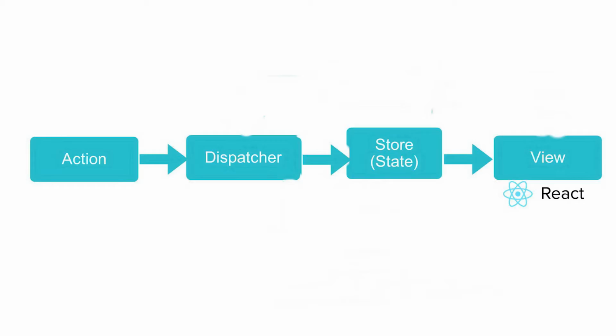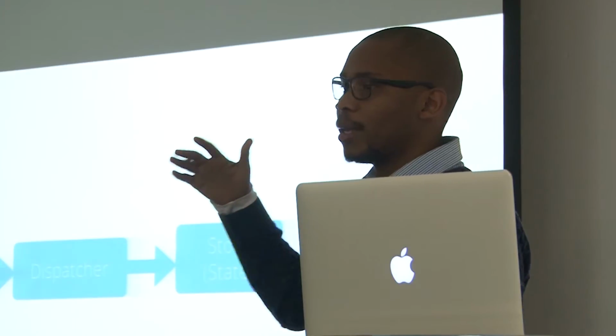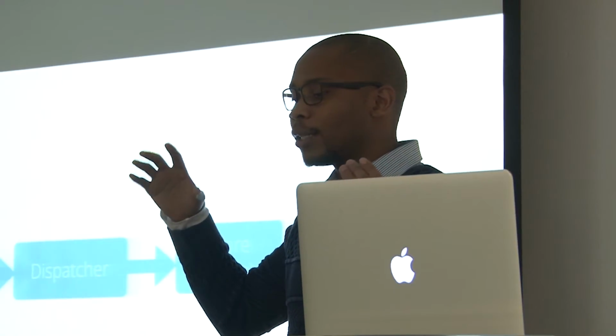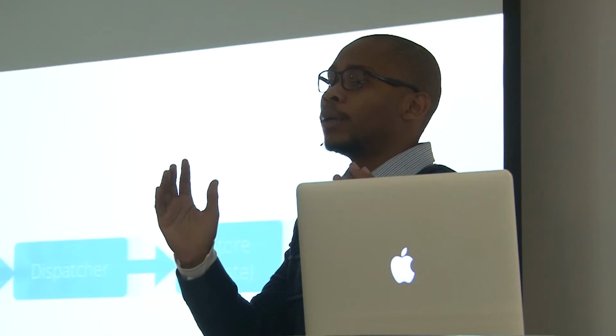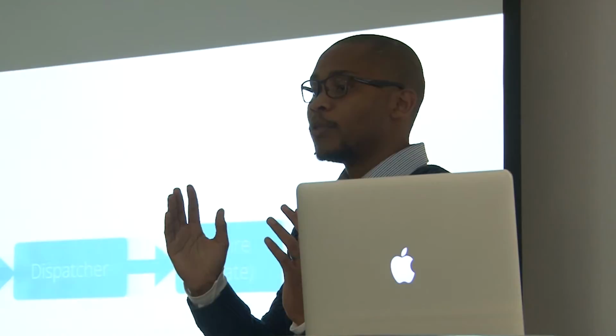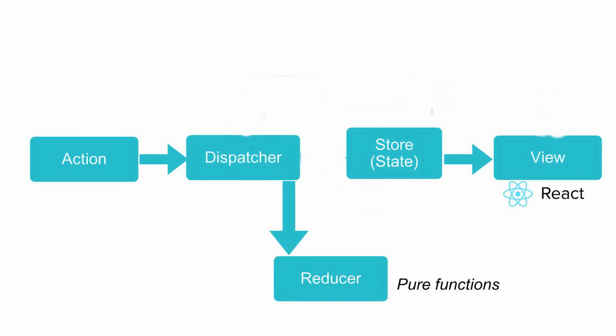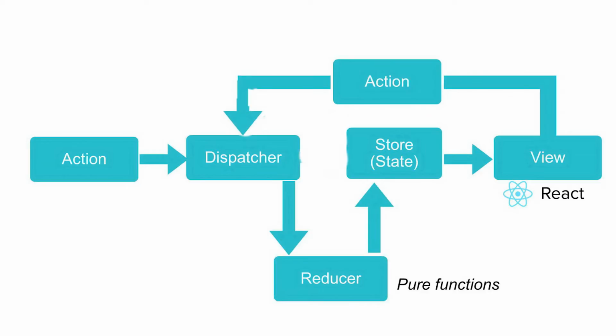Then your view updates. Remember when we talked about React being able to change based on the data store changes. When our state changes, React re-renders the view. But now we also have this here. We have the reducer, which are those functions that take our previous state and give us a new state. And actions can be made from the view, and it's the same process.